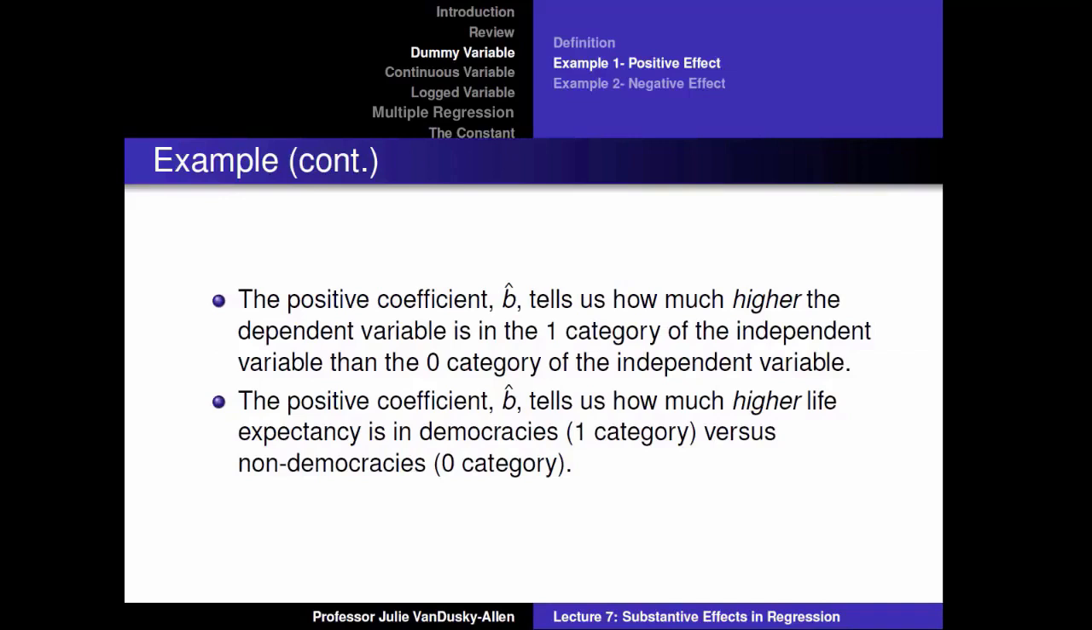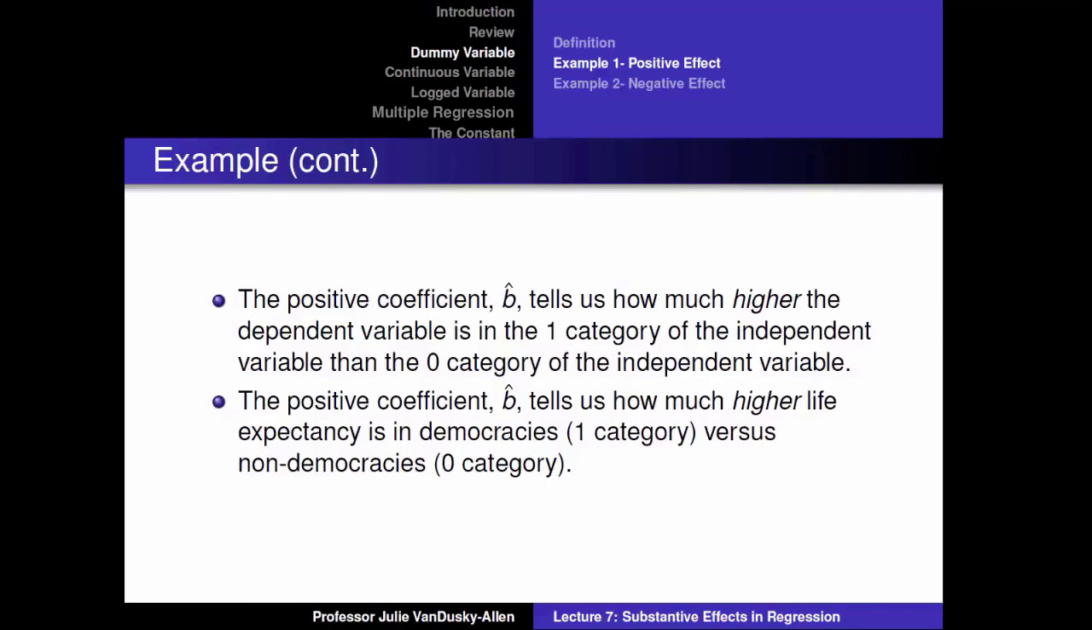Not only do these results show you that democracy has a positive effect on life expectancy, the results also show you the specific positive impact democracy has on life expectancy. The positive coefficient B hat tells you how much higher the dependent variable is in the 1 category of the independent variable than the 0 category of the independent variable.